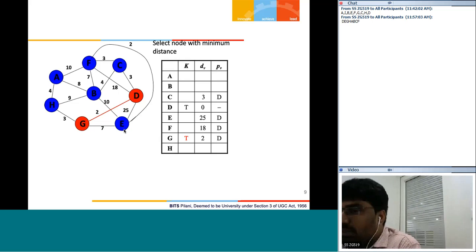9 or 2? 7 or 2? Don't worry, the smallest cost involved to reach E. Do not even worry whether you are reaching from D or reaching from G. If I have to reach E, what is the smallest amount that I will spend? Just look at the graph.